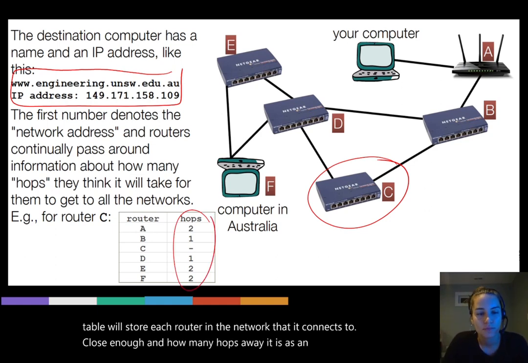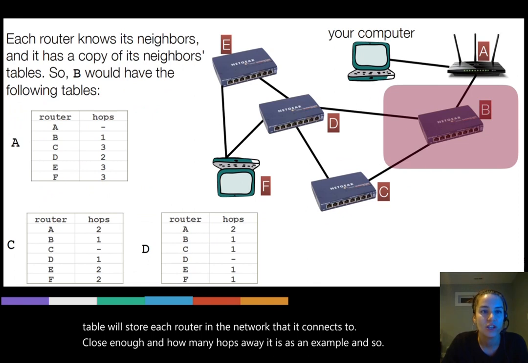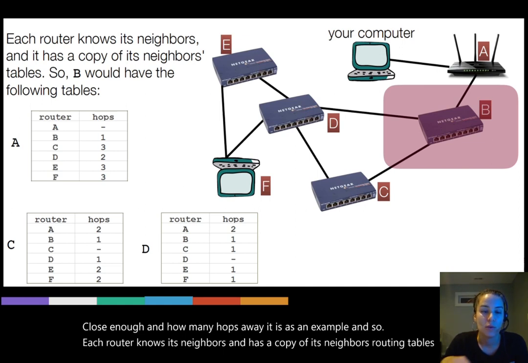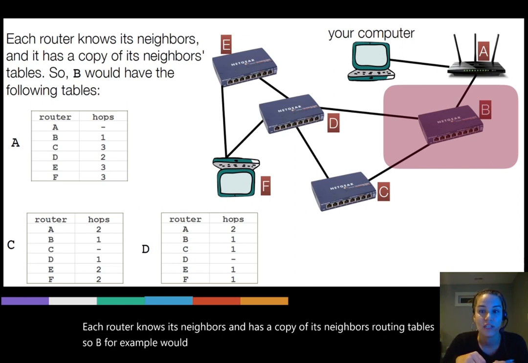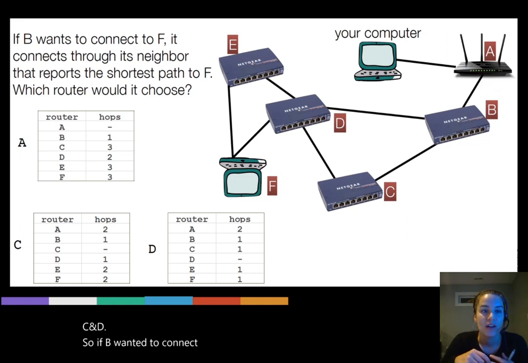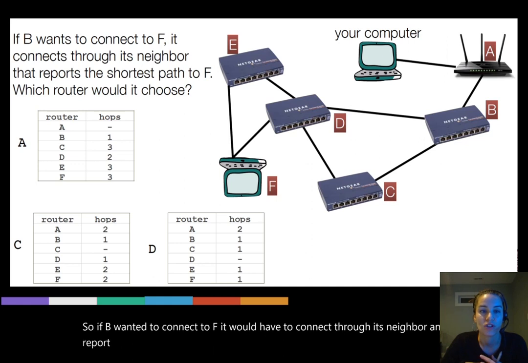And so each router knows its neighbors and has a copy of its neighbors' routing tables. So B, for example, would have the following tables. It would have the tables for A, C, and D. So if B wanted to connect to F, it would have to connect through its neighbor, and it would report its shortest path to F.